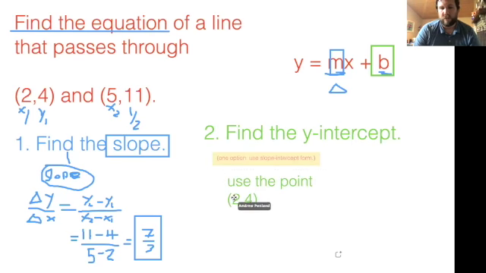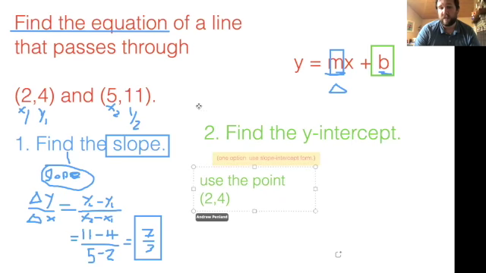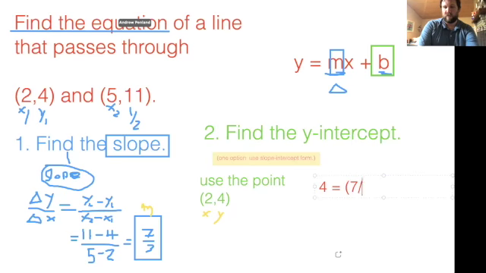And what do I do now? Well, one option is I can say, there are 4 pieces of information here, and I know 3 of them. I know an x value here at 2 and a y value here at 4, and I've already figured out that M was 7/3. So if I plug this into my equation, what I end up with is 4 equals 7/3 times 2 plus B.